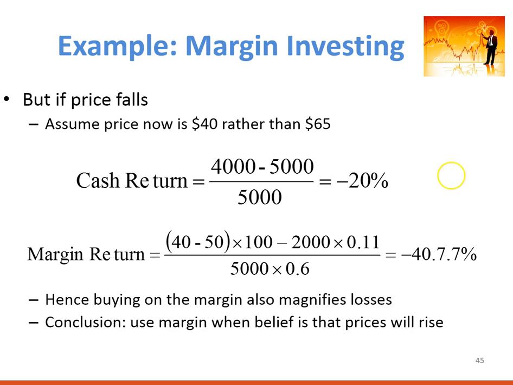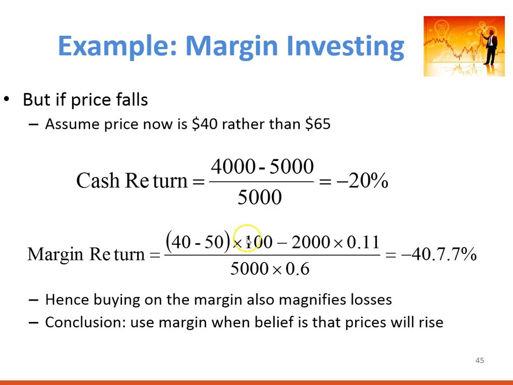So let's now assume that at the end of the period, instead of that stock price going from $50 up to $65, let's assume in fact the terminal value here was only $40. In that case, if we had just invested our own $5,000, our own cash, we would have had a loss of 20%, because the total value of our investment has gone from $5,000 down to $4,000, so a loss of 20%.